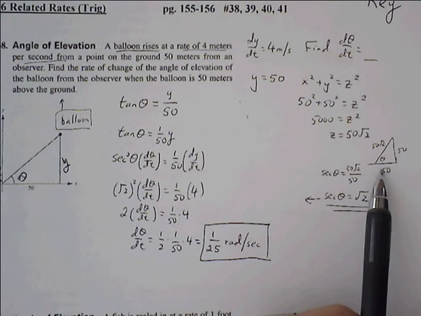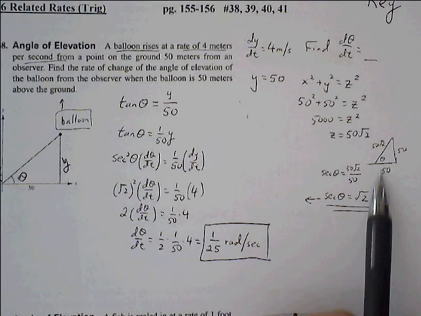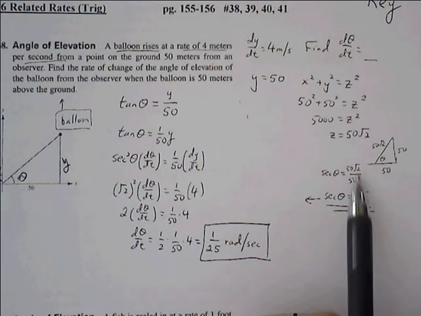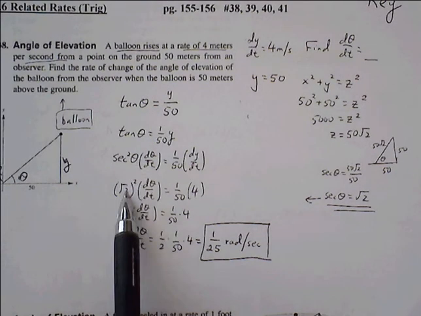So hypotenuse over adjacent is the reciprocal of cosine. So 50 root 2 over 50 reduces to root 2. So we can replace secant of theta with root 2. So root 2 squared replaces secant squared theta.